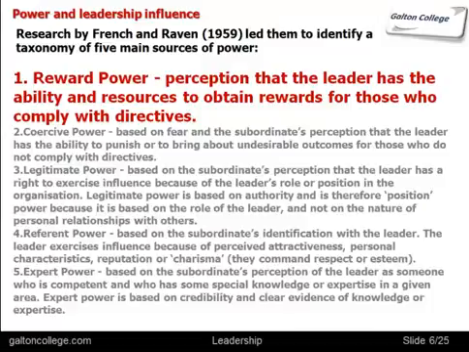Anyway, returning to the power and influence relationship. Now, this taxonomy was developed by French and Raven, as I said, in 1959, and the first type of power that they recognized was reward power. It's the perception that the leader has the ability and resources to obtain rewards for those who comply with directives. That's just another way of saying if you work for someone or if you follow someone, you expect to be rewarded, perhaps financially rewarded. And there is this belief amongst the followers that the leader can deliver this. There's a perception that the leader has the ability to get these rewards.